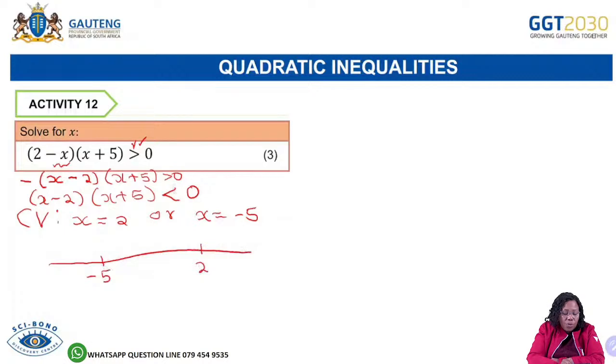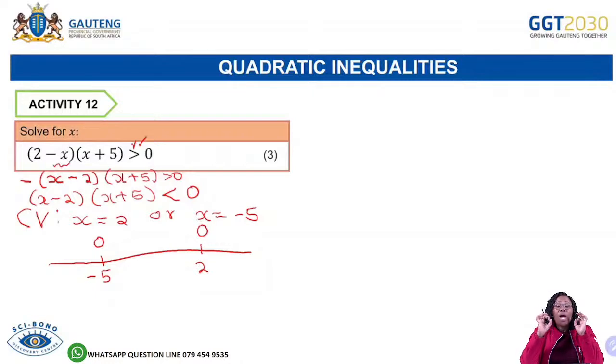And then when you look at the inequality sign, it doesn't have an equal sign. Inequality sign without equal sign, therefore we use an open dot. On the critical values, we put an open dot. That means minus 5 and 2 are not part of our solution. Hence, we are using open dots.